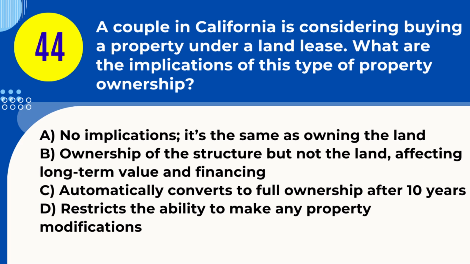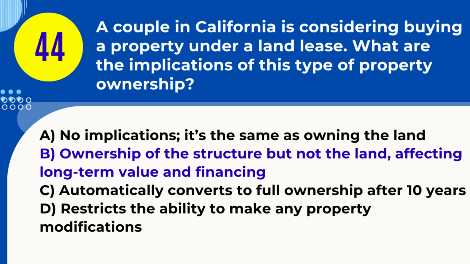Question 44. A couple in California is considering buying a property under a land lease. What are the implications of this type of property ownership? A. No implications. It's the same as owning the land. B. Ownership of the structure but not the land, affecting long-term value and financing. C. Automatically converts to full ownership after 10 years. D. Restricts the ability to make any property modifications.